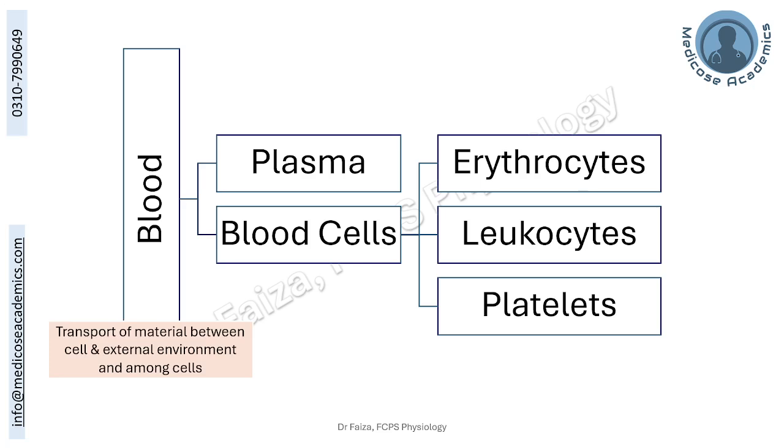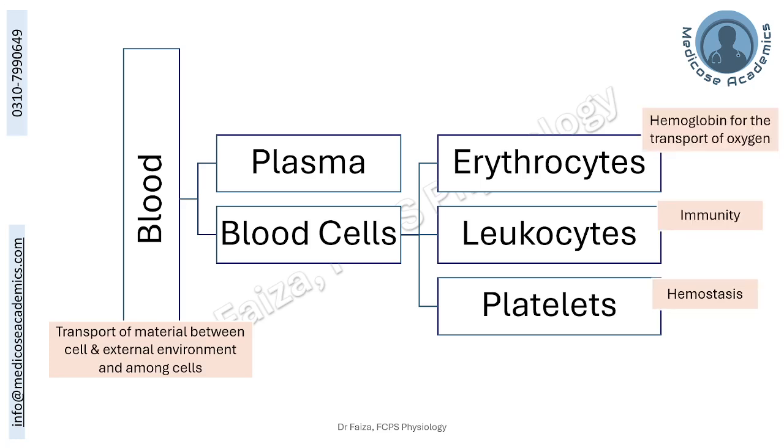Blood is majorly meant to transport materials between the cells and between the cells and the external environment as well. The major functions of the three blood cell types, I hope you already know: red blood cells for hemoglobin and oxygen transport, leukocytes for immunity, and platelets for hemostasis. In the coming sessions, we will have detailed discussions on the functions and other aspects of these three types of cell lineages.